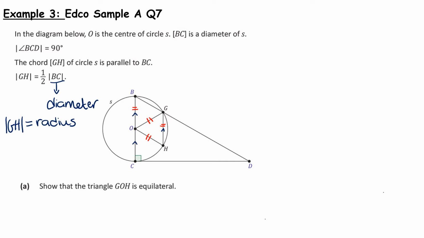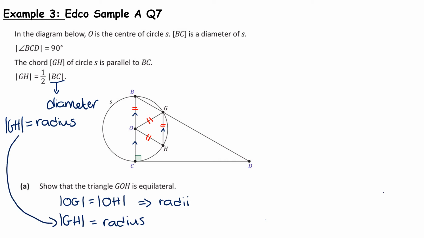So I just need to explain my reasoning. So I suppose OG is equal to OH, and the reason is that they're radii, plural for radius. GH is equal to radius above, and I can just draw a little arrow. Therefore, triangle GOH is equilateral. So that's all we really needed to do.